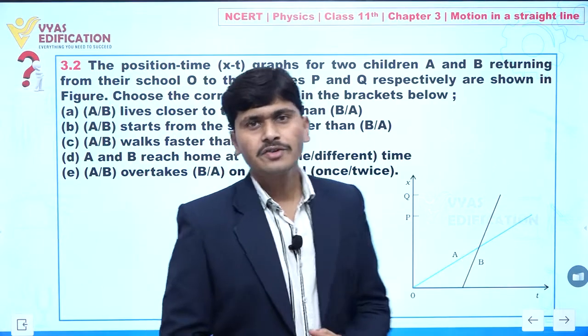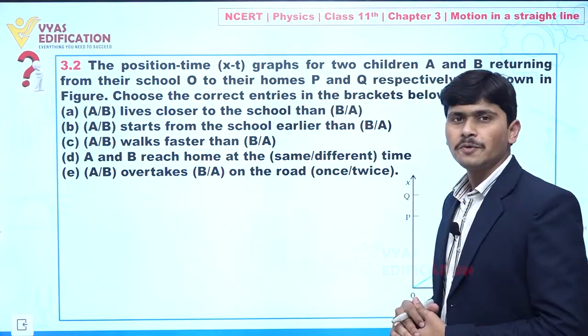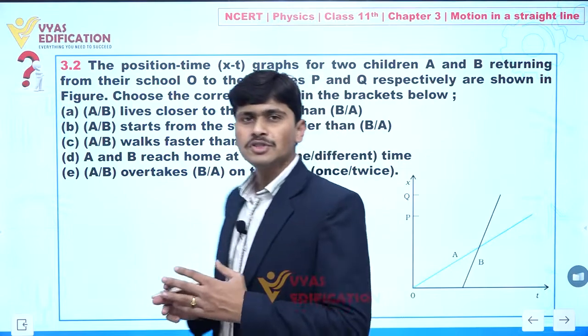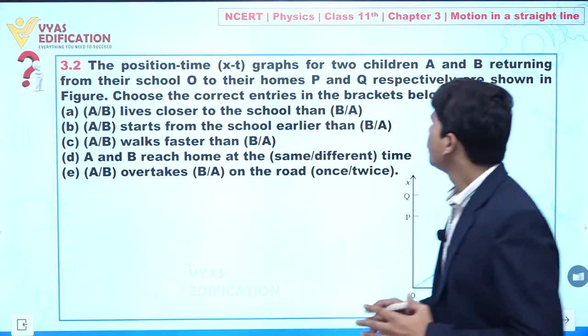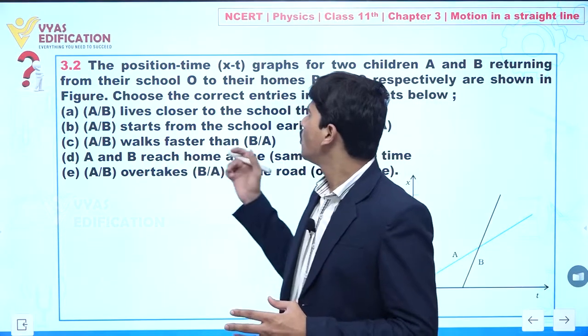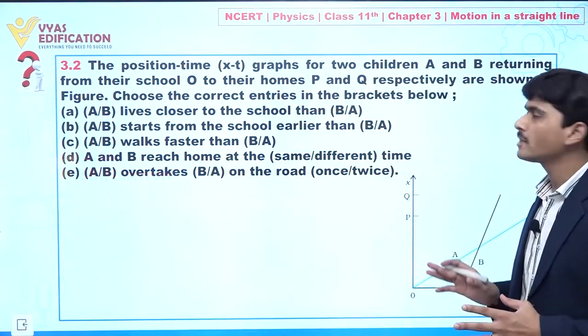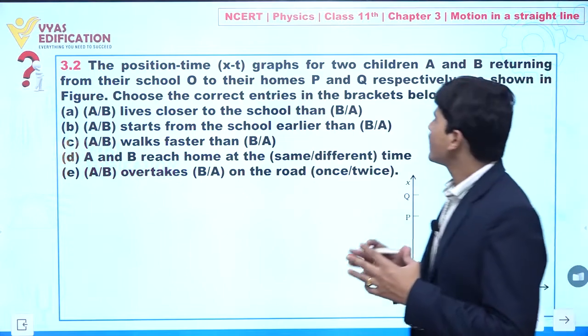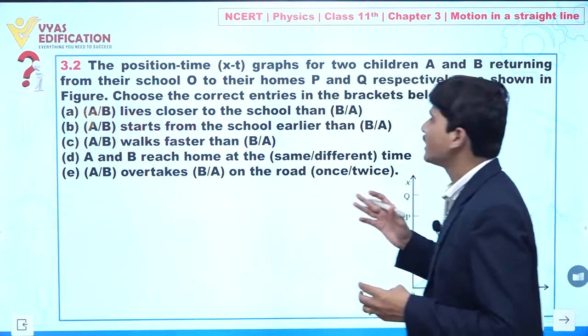Now dear student, we are going to discuss question number 3.2, and in this question a position-time graph is given to you for two children A and B, and they are returning from their school to their homes P and Q respectively. Choose the correct entries in the bracket that is given to you.